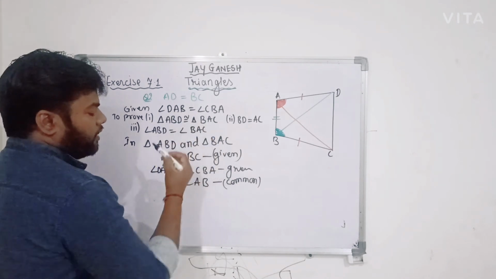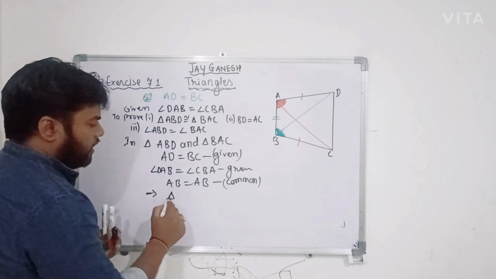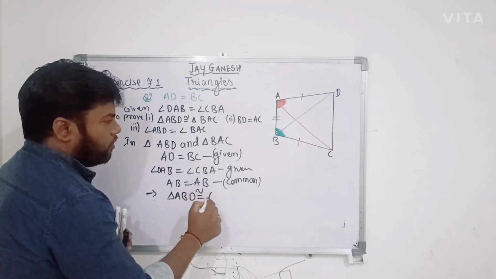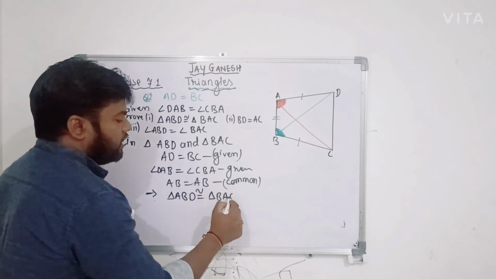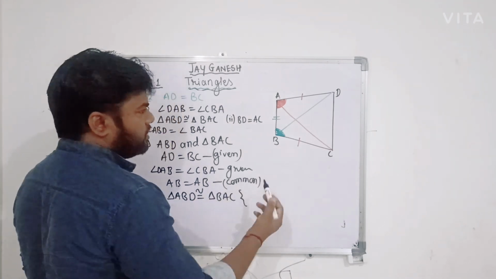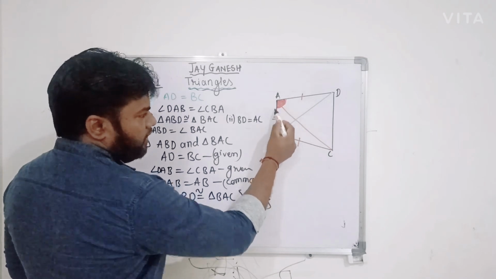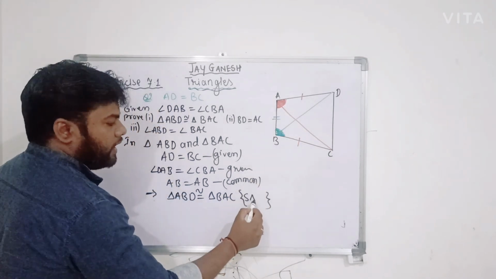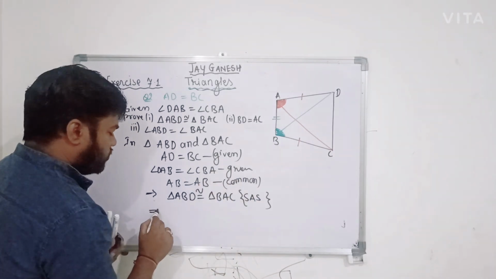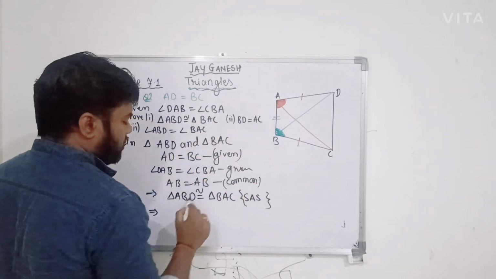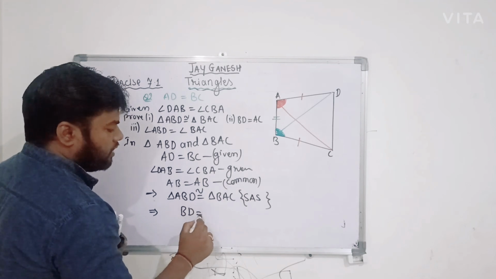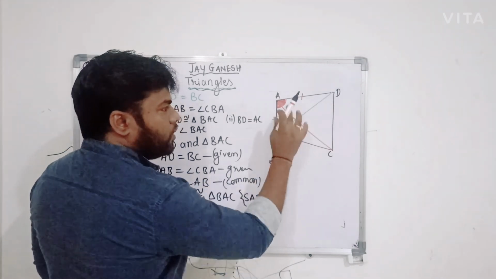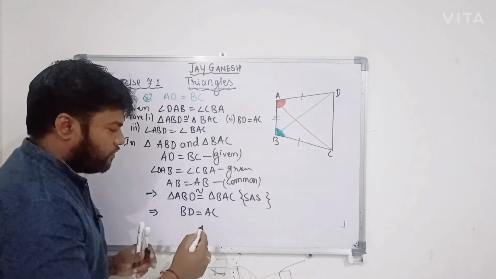AB, BA, right? Which implies triangle ABD is congruent to triangle BAC. And by which test? Let us see the test. Side, angle, side. Here also side, angle, side. So therefore SAS test. Which also implies BD equals AC. BD and AC are parts of those same two triangles. So therefore they will be equal.